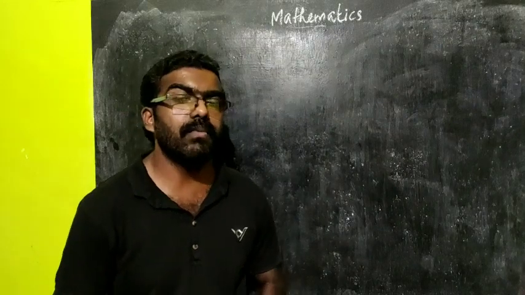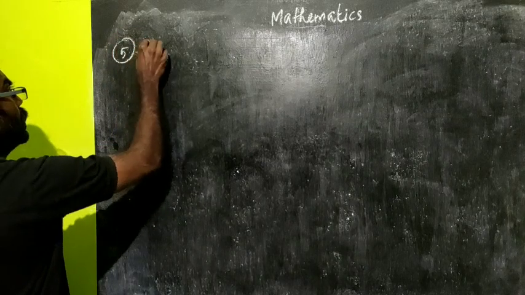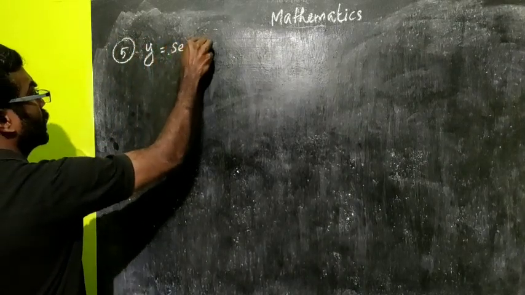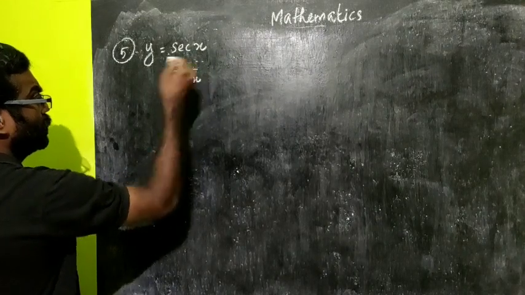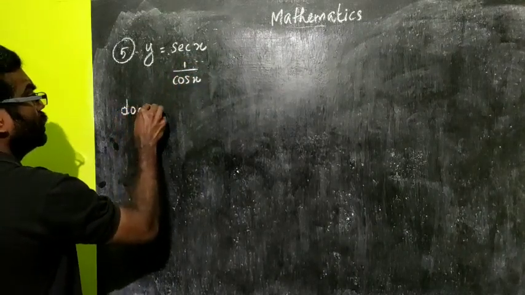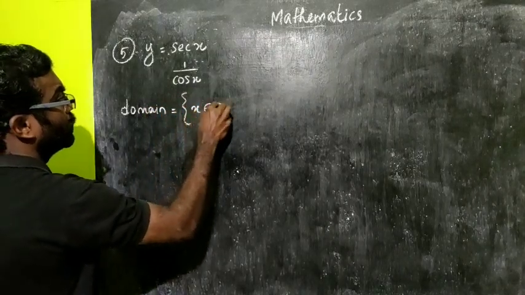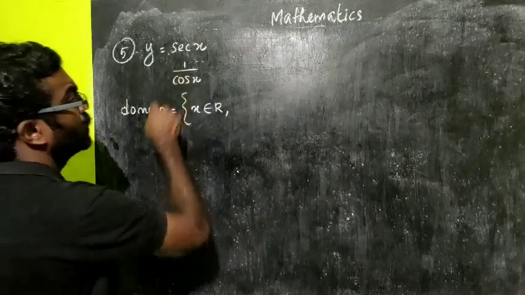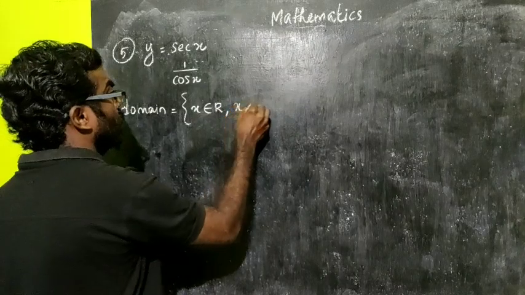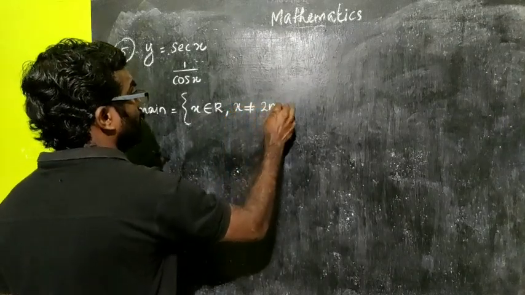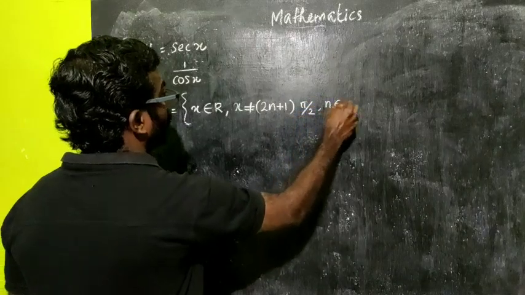Now we shall discuss the graph of y is equal to sec x. The fifth one is y is equal to sec x. Sec x is 1 by cos x. Okay, so here the domain is the set of all real numbers except what? Cos x equal to 0 only when the odd multiples of pi by 2. That means here x not equal to (2n plus 1) into pi by 2 and n belongs to Z.